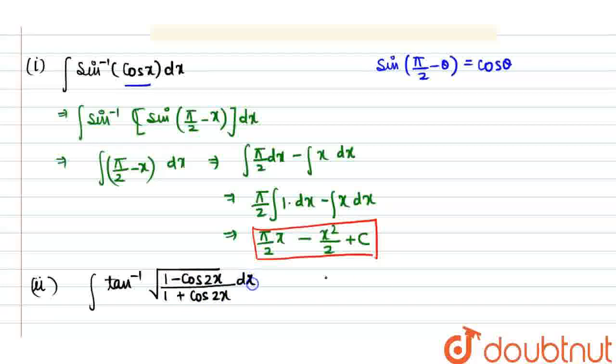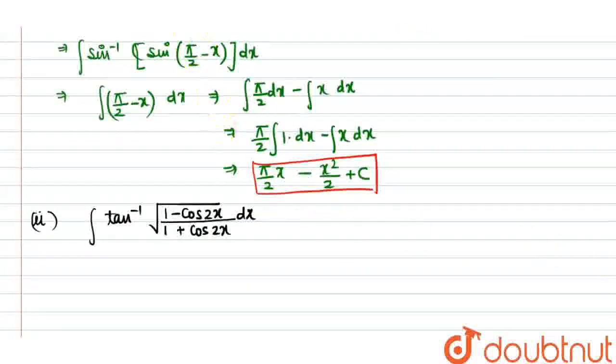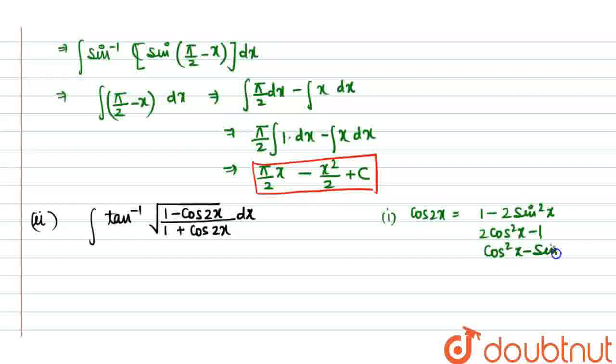First thing, we know there are three identities of cos 2x. First, cos 2x equals 1 minus 2 sin square x. Second is 2 cos square x minus 1. Third is cos square x minus sin square x. In these three identities, we have to use the ones that cancel the 1. Means here my 1 should be negative and here 1 should be negative, here 1 should be positive. So in the numerator part, 1 minus cos 2x, I will replace it by this one, and in the denominator part I will replace it by this one.